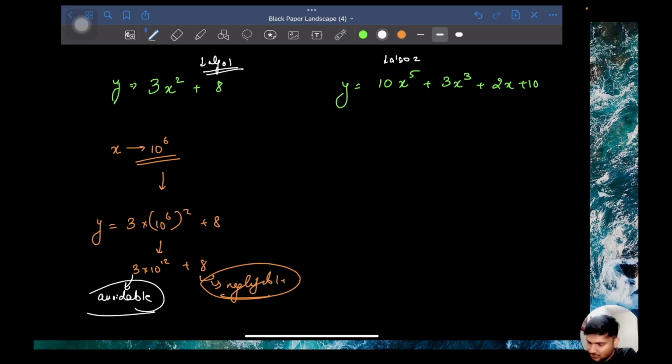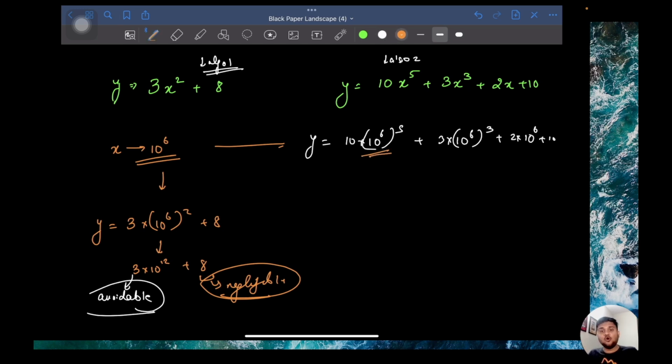Same thing here. Now just think about it. If x is equal to 10 raised to the power 6 goes here, this will be 10 into 10 raised to the power 6 whole raised to the power 5 plus 3 into 10 raised to the power 6 whole raised to the power 3 plus 2 into 10 raised to the power 6 plus 10. Now just think about it. Beyond 10 raised to the power 6 whole raised to the power 5, all of this is negligible. For this high value of the input, all of this is negligible. Even this is negligible.